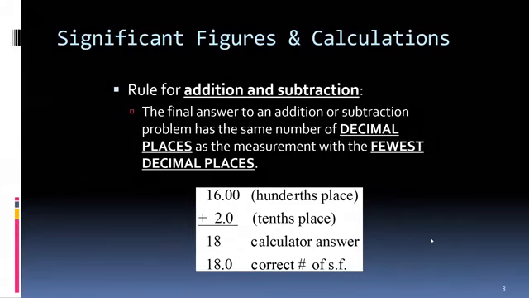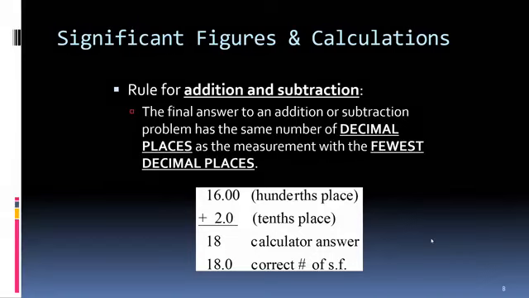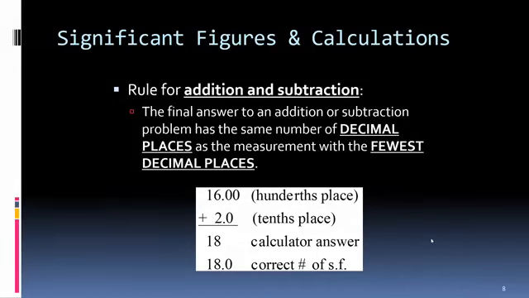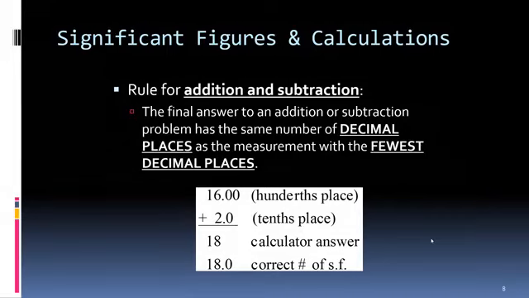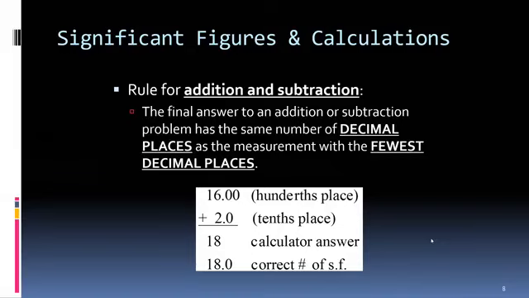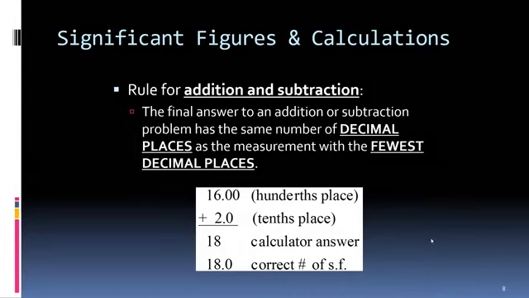For example, in the problem below, 16.00 goes to the hundredths place, whereas 2.0 goes to the tenths place. The tenths place is less precise than the hundredths place. Therefore, our final answer must be rounded to the tenths place, the same place as the least precise measurement. If you take 16 plus 2.00 plus 2.00 and enter it in your calculator, you will be told that the answer is 18. However, you must add a 0 in the tenths place and get 18.0 to get a number with the correct number of significant figures.